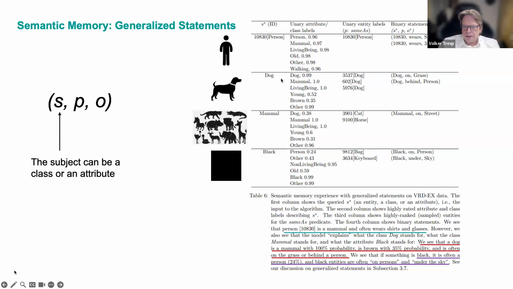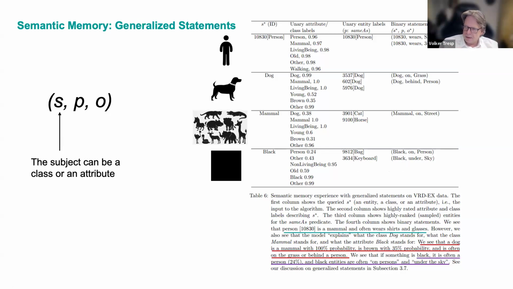They're often young. Dogs are often on grass. They're often behind a person. Or here, the person often wears shirts or wears glasses. So we can also add this default knowledge or background knowledge about concepts. Now here a mammal can be a dog with 40%. Mammals are often on the street in the data set, and we can even talk about a description of the color black. So with 25%, it's a human being. Or something is on a person, maybe a hat or something. So we can also model this more general background knowledge, not just instance oriented.